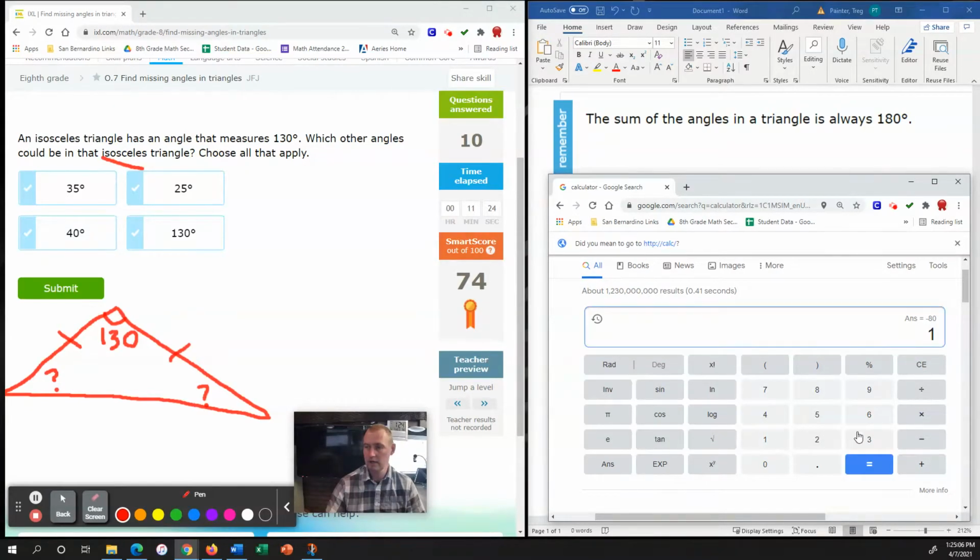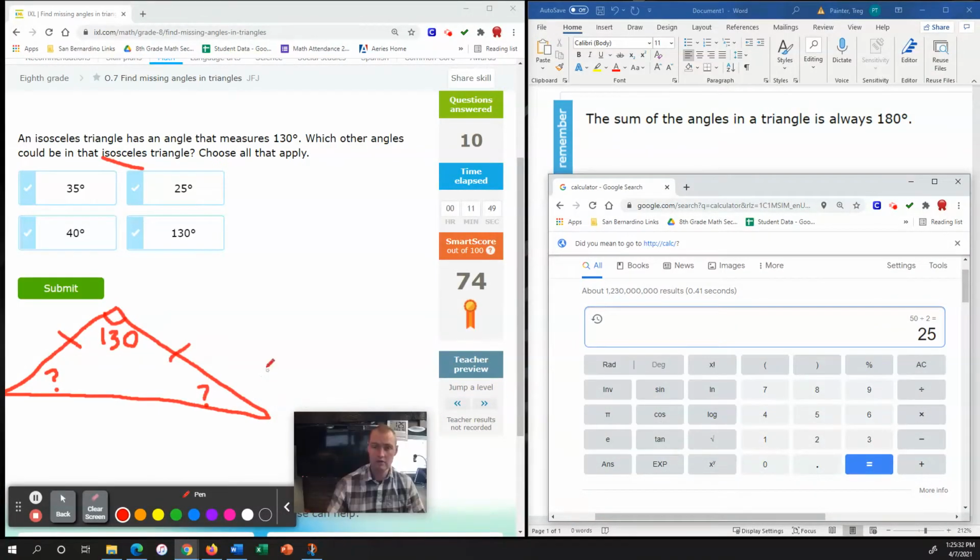So I'm going to clear the board. I got 130. What am I doing here? We got 180 total degrees in a triangle. Subtract out 130. And that's going to give us 50 degrees left for both angles. And because we're looking for two angles, we're going to take 50 divided by 2. And that's going to give us our missing two angles of 25.